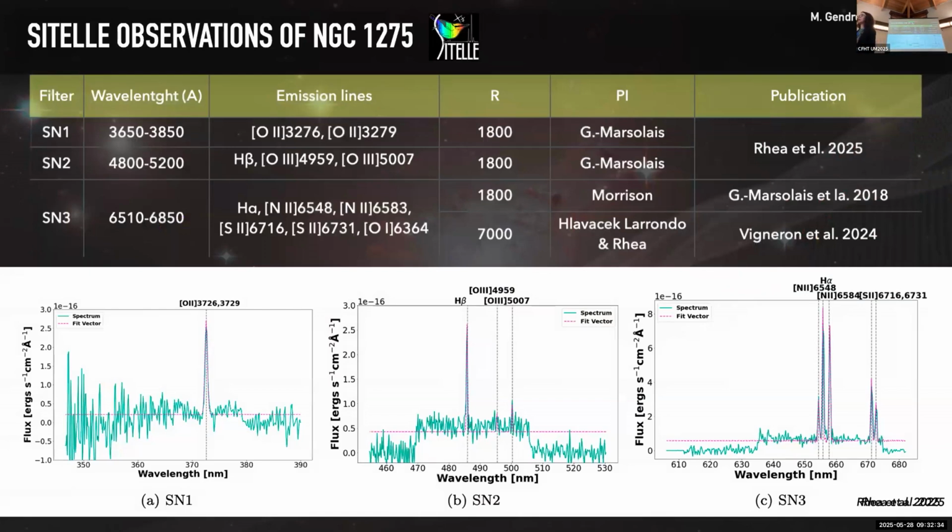Since then, we accumulated more SITELLE observations of NGC 1275. I just mentioned Benjamin's work at very high spectral resolution. We also had SITELLE observations in the other filters. And this is the typical spectrum of those filaments. The spectrum of those filaments is actually really weird. There's a lack of O3 emission, and the N2 over H alpha ratio is quite high.